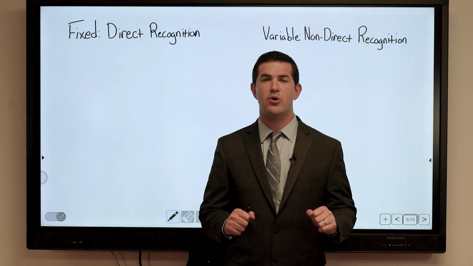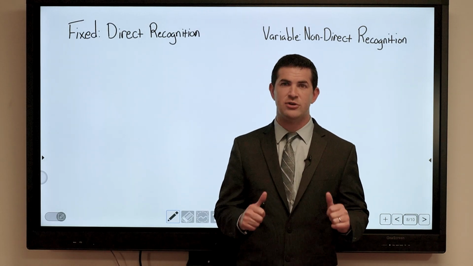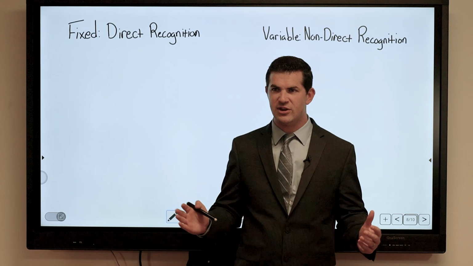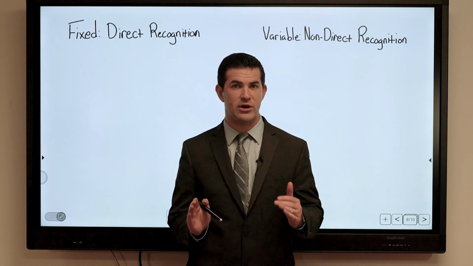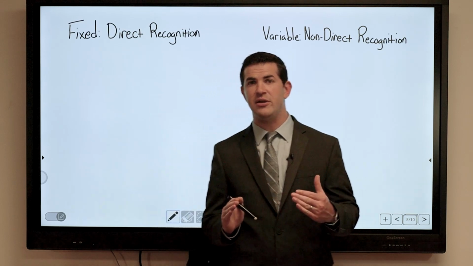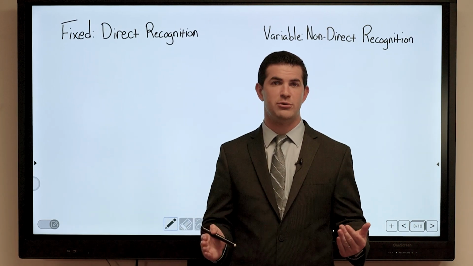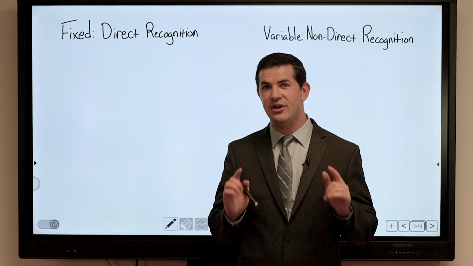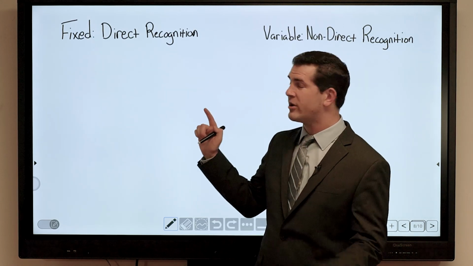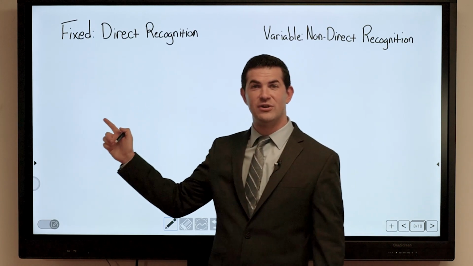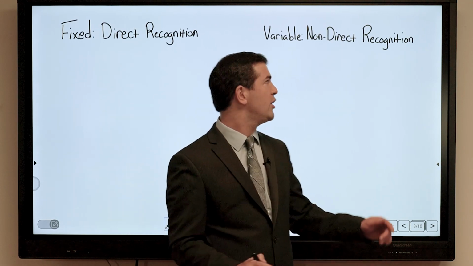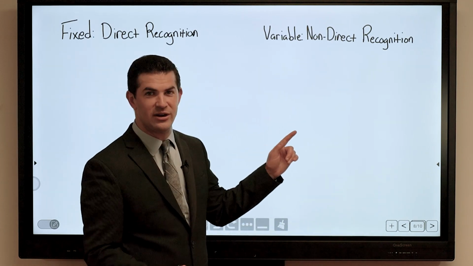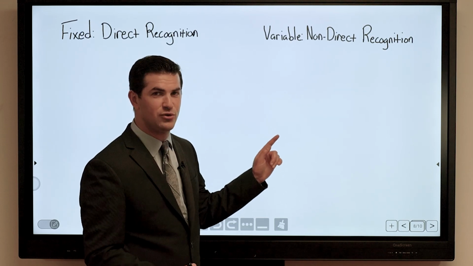All right, we are going to look at an interesting topic here. It always generates a ton of interest, the subjects of non-direct and direct recognition, and specifically, we're talking about policy loans here. We're still in the policy loan series. So we've got direct recognition, but you'll notice to the left of it, it reads fixed. Specifically, I'm referring to a fixed loan interest rate, whereas non-direct recognition, we have a variable loan interest rate.